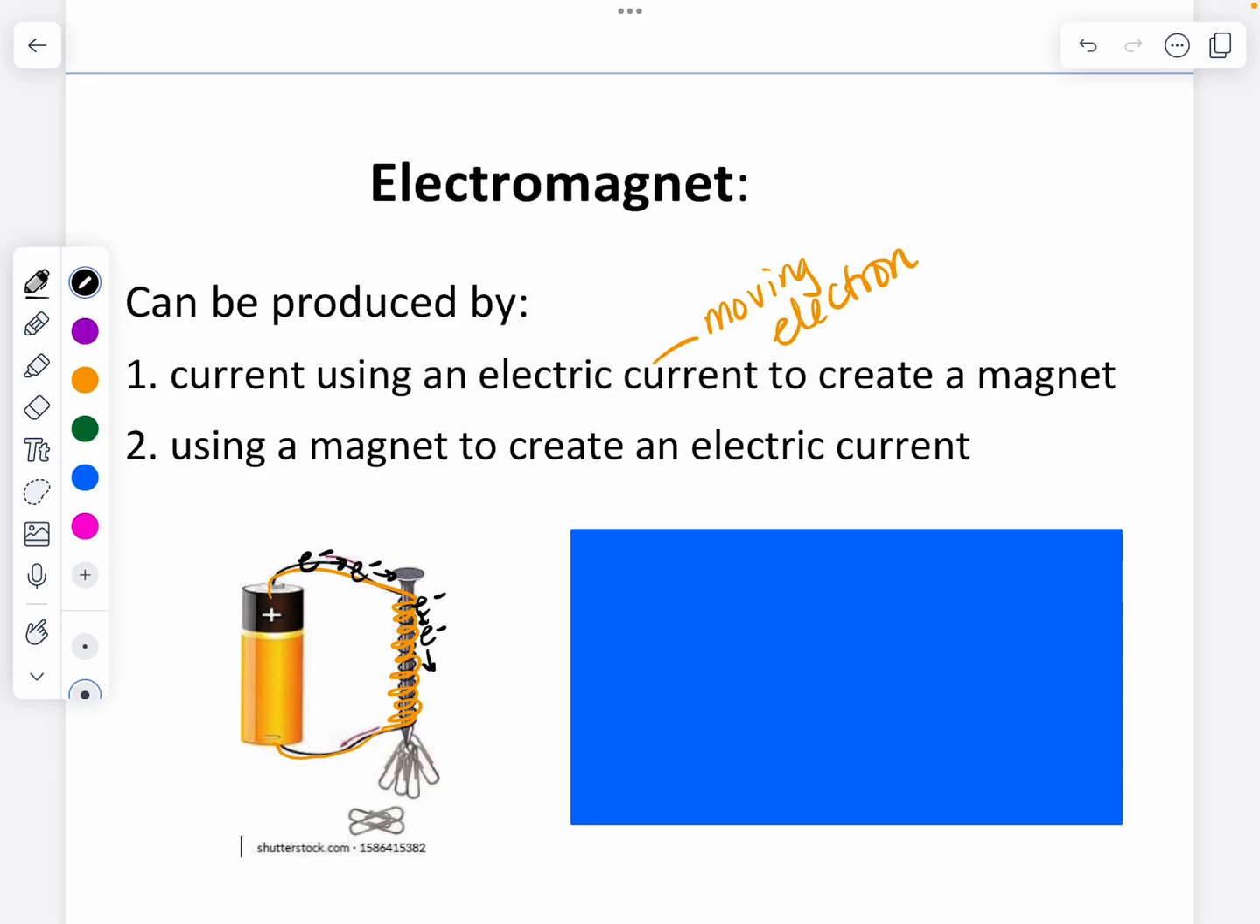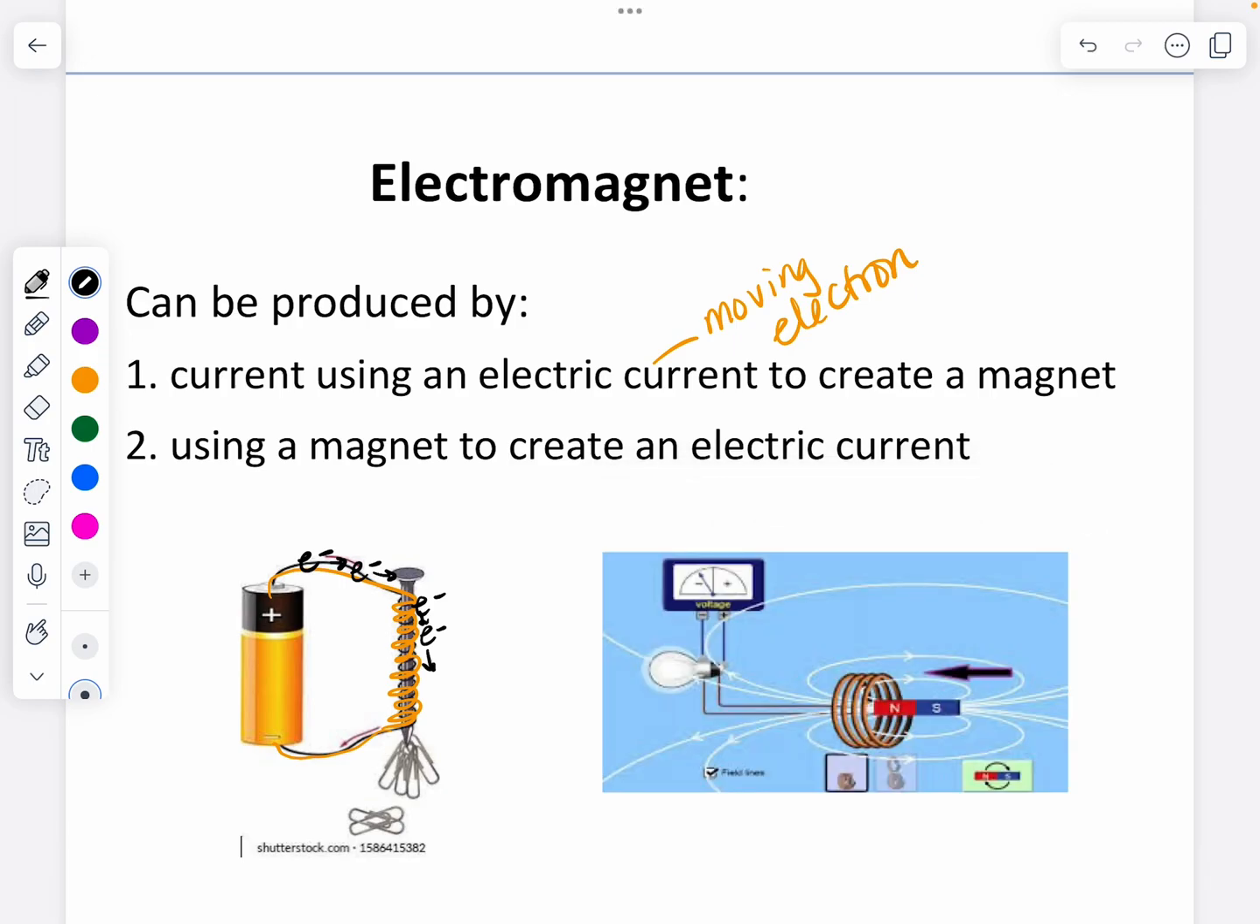Option number two is going to be in the reverse nature. We're going to now use a magnet in order to create an electric current. So now we are going to use a magnetic field in order to cause the electrons to begin moving, which is going to create electricity. So in this illustration, what we are seeing is a magnet that is being moved inside of a coil in order to cause a light bulb to turn on. We're creating that electric current or electricity to power our light bulb.